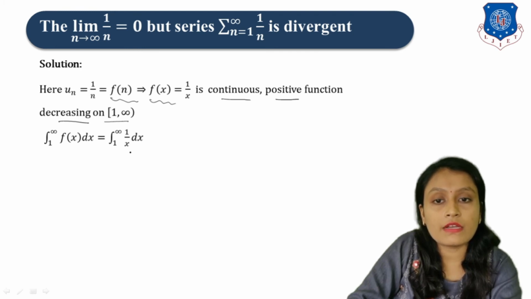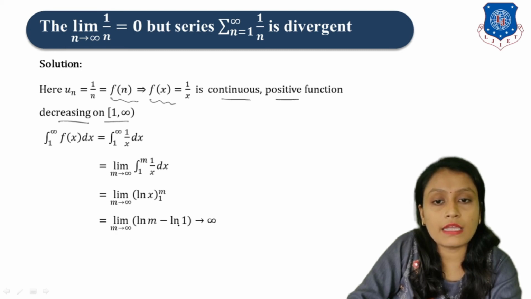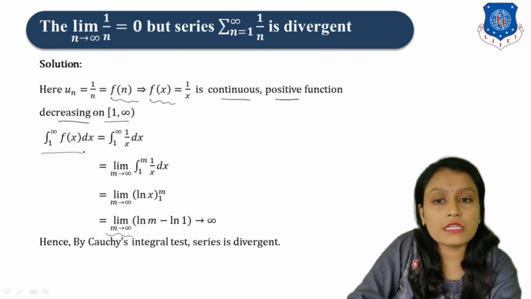Now again we have an improper integral, so we have to apply the limit. So limit m tends to infinite integration 1 to m 1 upon x dx. Now we know this integration, that is ln x, and the limit is 1 to m. Apply the limit, so you will get limit m tends to infinite ln m minus ln 1, which tends to infinite as m tends to infinite, right? So the answer of this integration is infinite. So by Cauchy's integral test, you can say that the series is divergent.